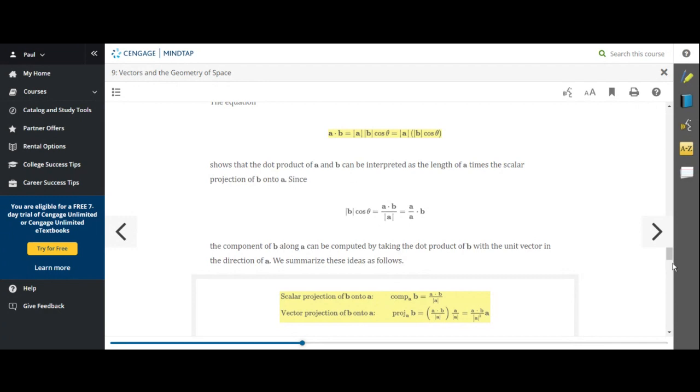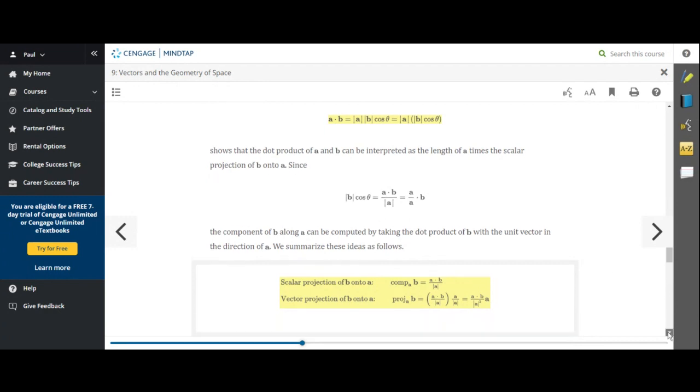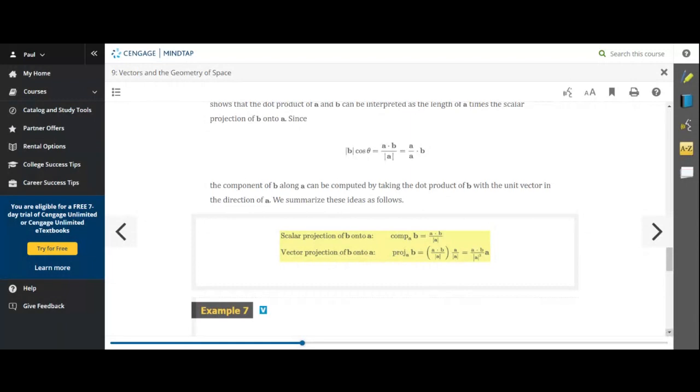And then the vector projection of B onto A would just be the scalar projection of B onto A times a vector that points in the direction of the vector A, which would be the unit vector, A over the length of A. So that's how you get those formulas. They're pretty straightforward. You're going to apply them.